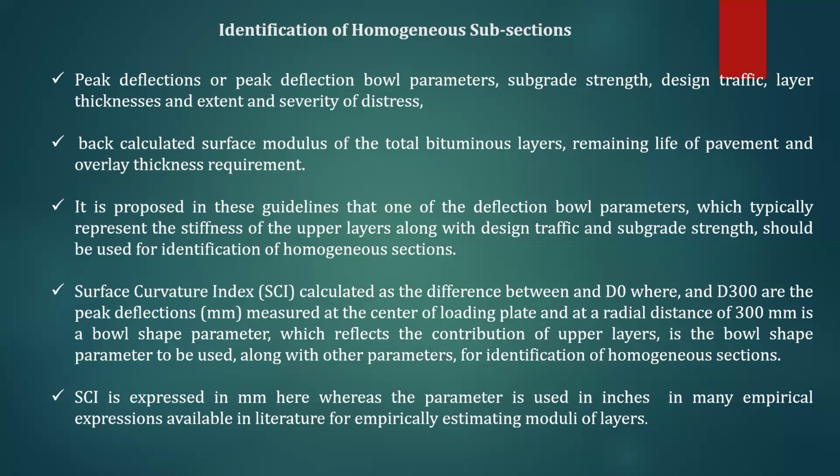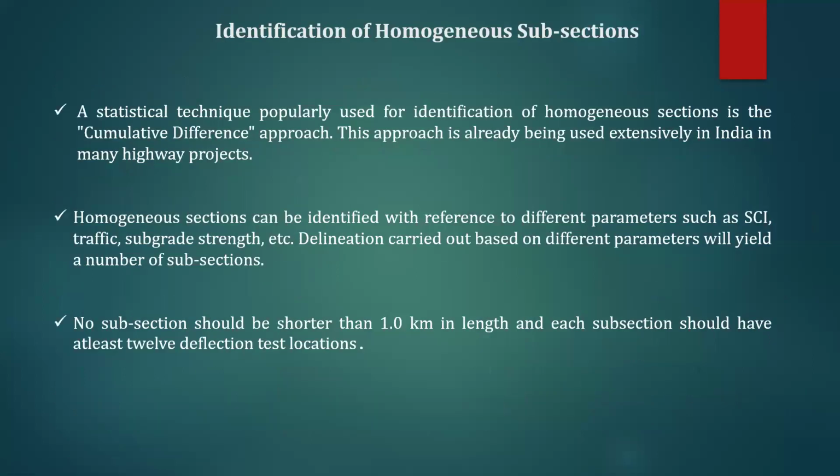Other than the surface curvature index, there are the traffic and the subgrade strength. The subgrade strength may not be uniform in all the kilometers. Suppose it is 1 kilometer, the subgrade strength may vary. All these things should be used for identification of the homogeneous sections. Other than that, a statistical technique is popularly used, called the cumulative difference approach, for identification of homogeneous sections.